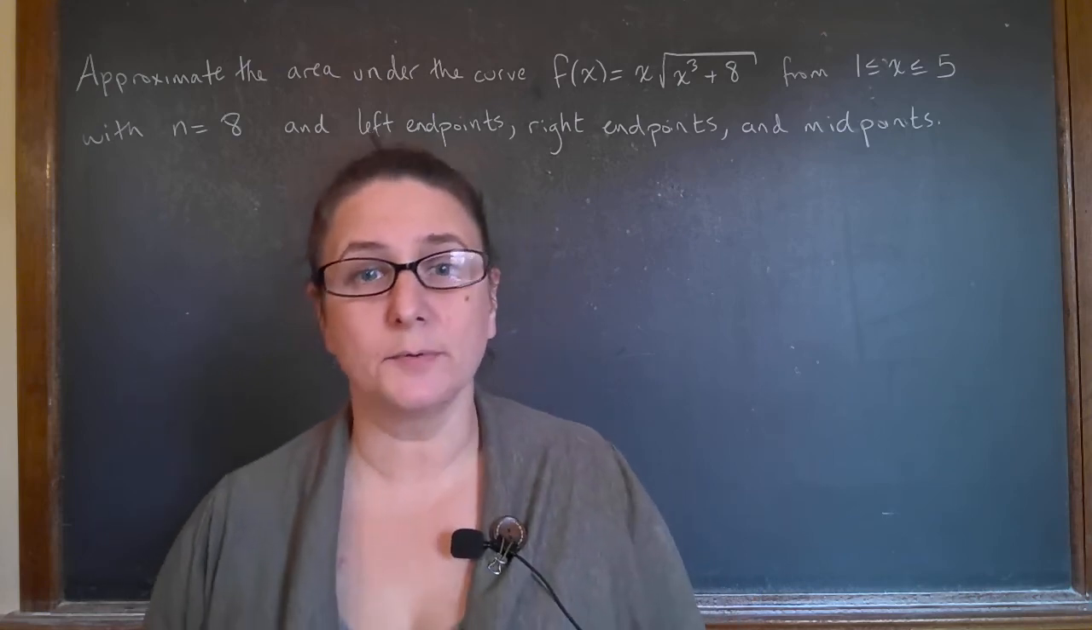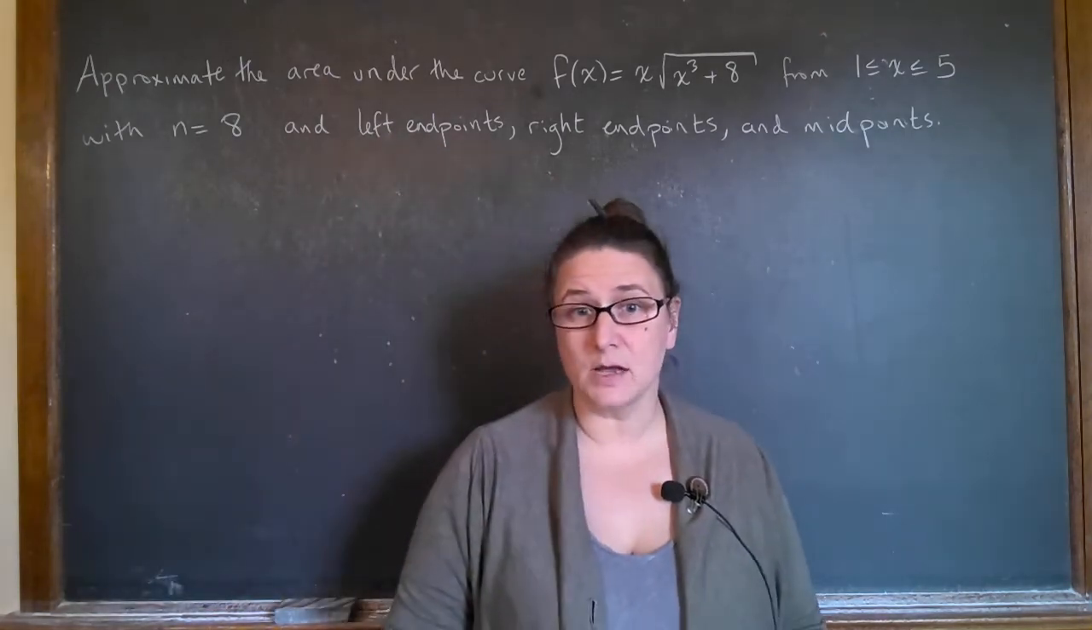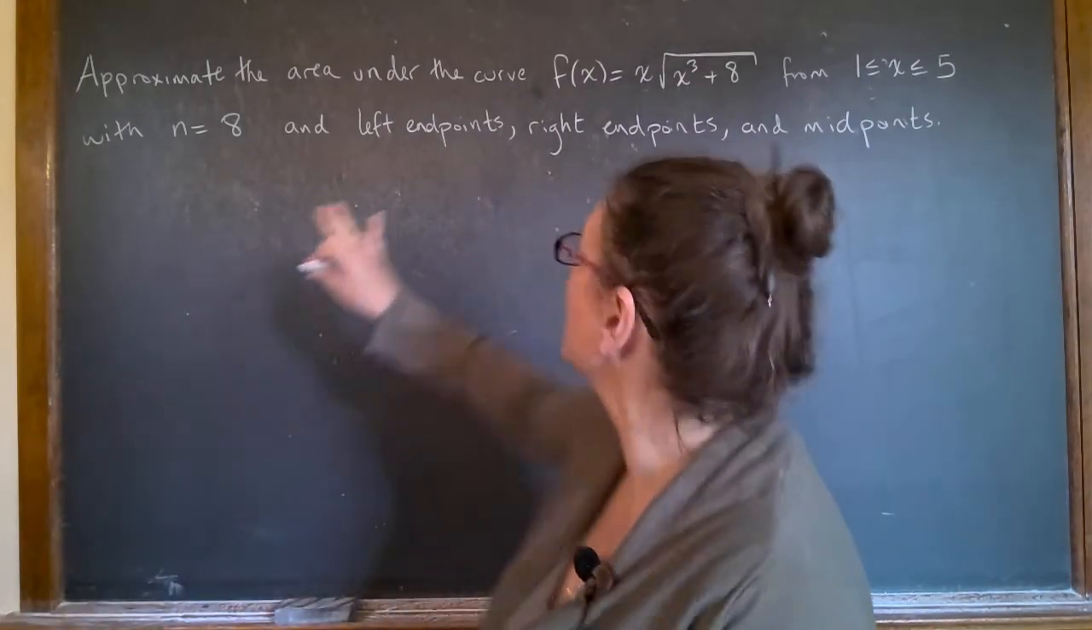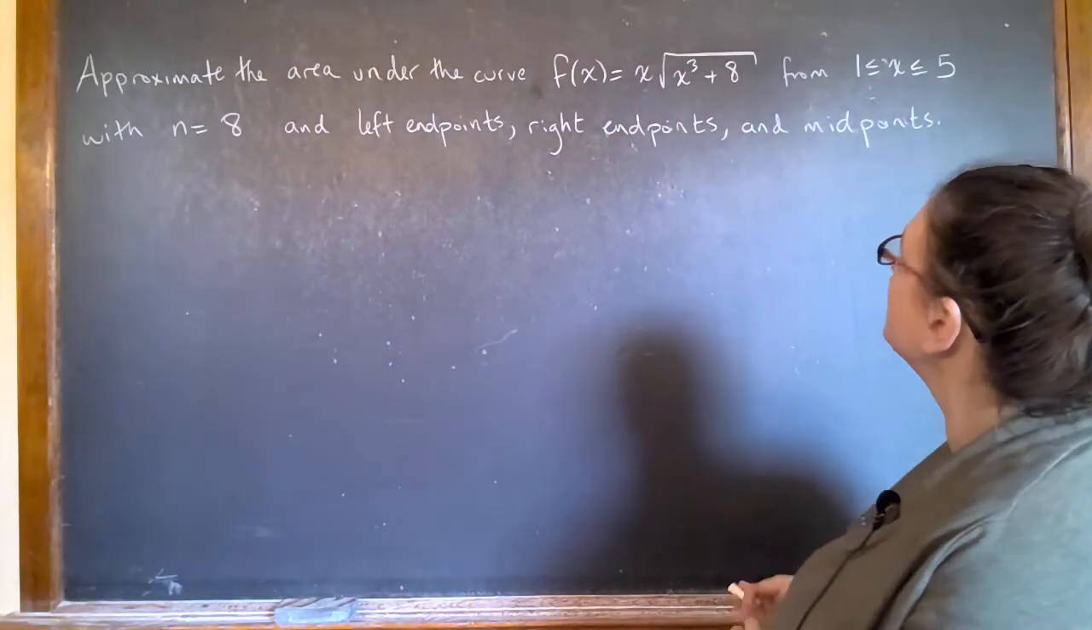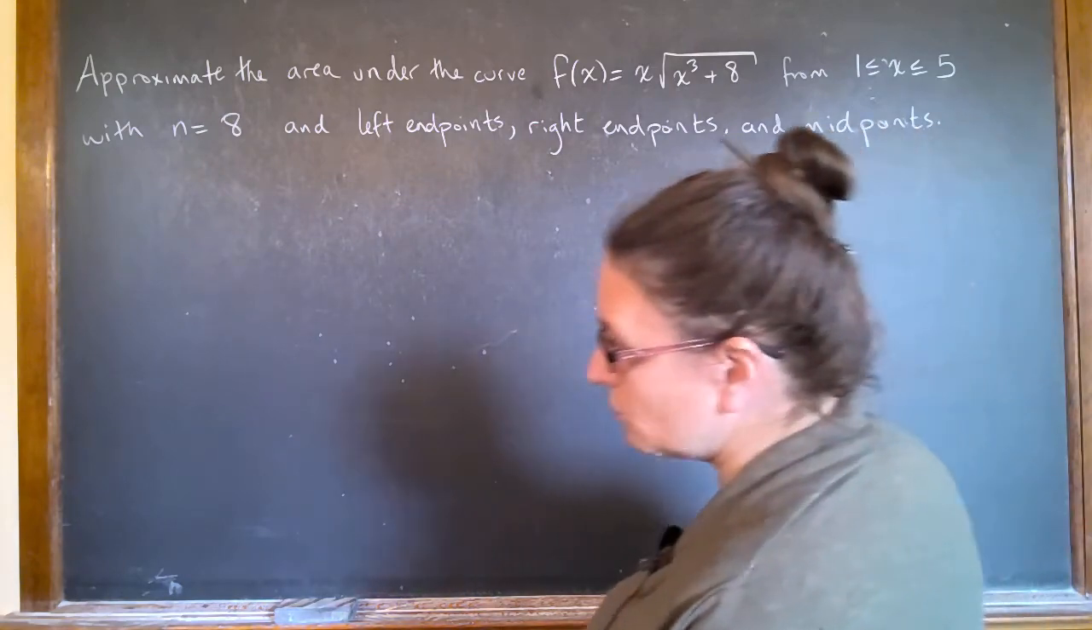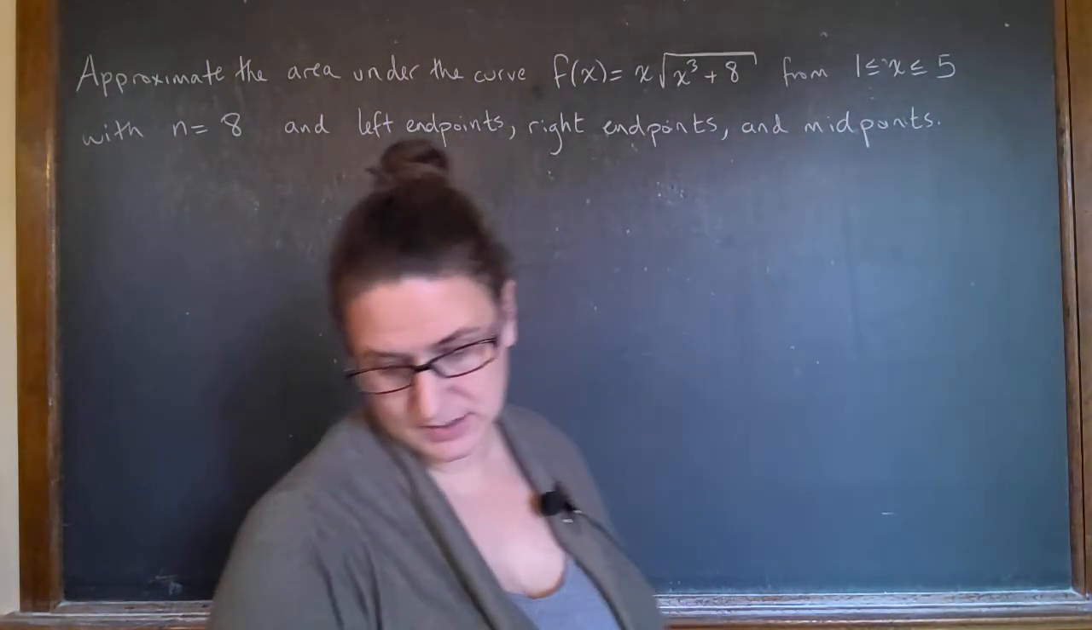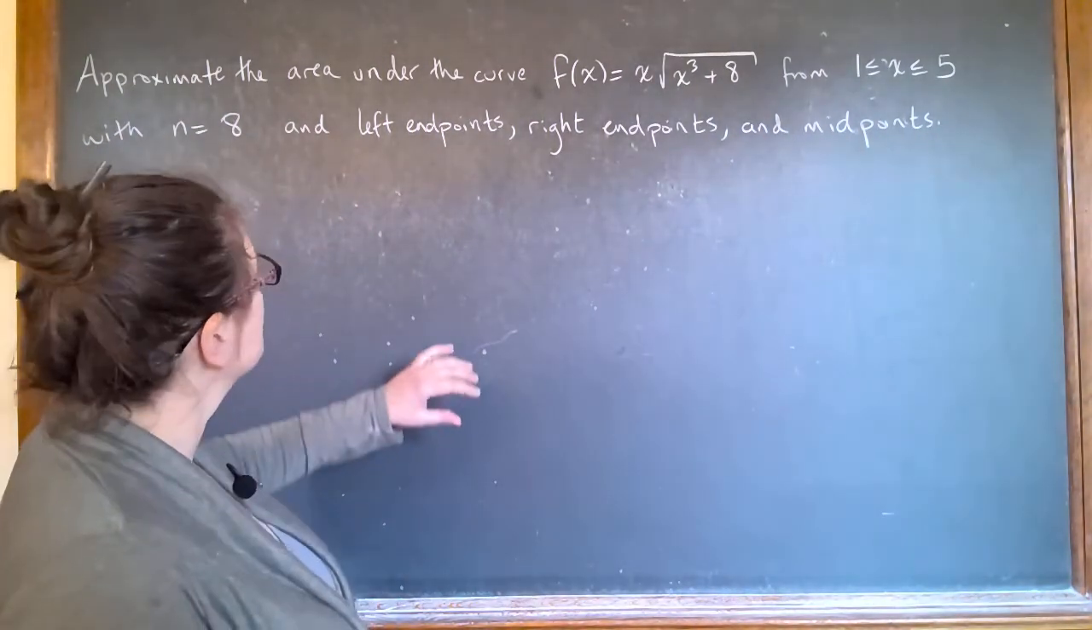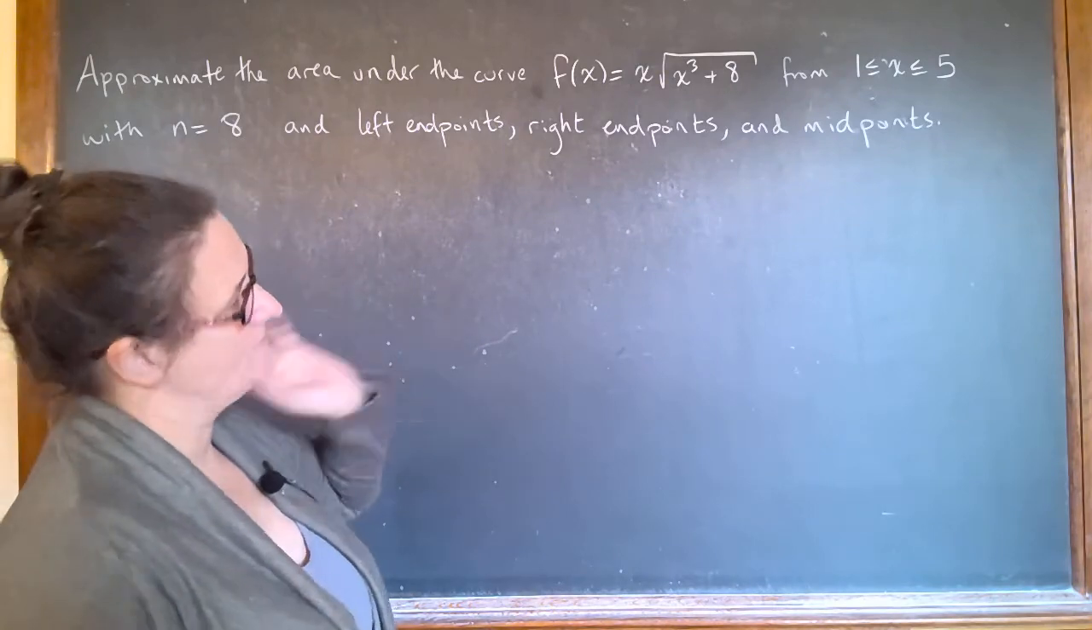So we are going to do a problem with the Riemann sum where we're given a particular function here. I've chosen x times the square root of x cubed plus 8, and we're going to approximate the area under this curve with left endpoints, right endpoints, and midpoints.